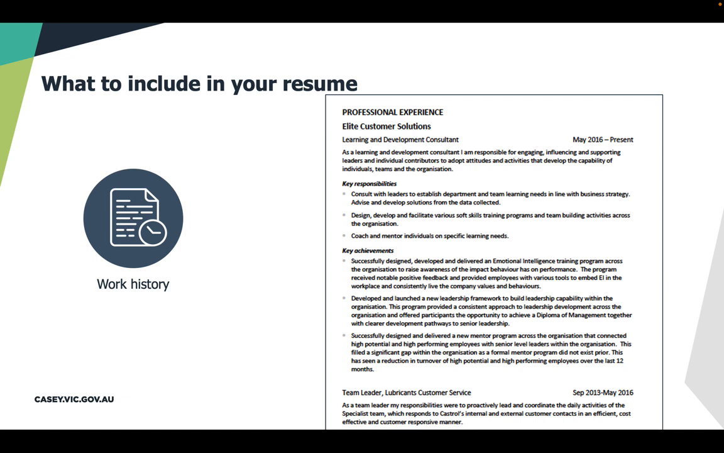The main section of your resume will be your work history, sometimes known as your professional experience. Make sure your most current role is the first one listed. In this section, you need to include the name of the organisation, your role title, the dates that you held each role, the key responsibilities, and your key achievements during your time in the role. Key achievements are optional, but we highly recommend including at least one for each role you've listed. We'll show you how to include your key achievements in more detail later in this module.